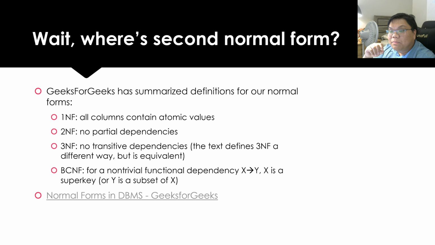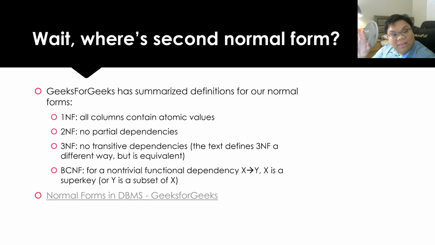So, first normal form means all columns contain atomic values. Second normal form means no partial dependencies. What we're going to see in third normal form is no transitive dependencies. The text defines third normal form in a different way, but somehow that definition is equivalent to no transitive dependencies. And Boyce-Codd normal form is, for a non-trivial functional dependency X determines Y, X is a superkey, or Y is a subset of X.